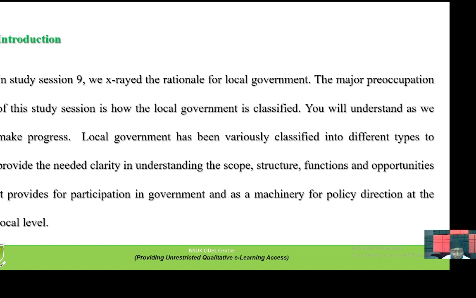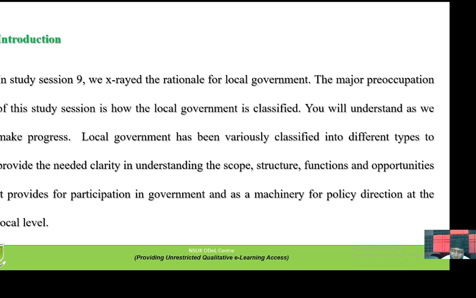Then the introduction part of it. In this study section 10, we try to X-ray the rationale for local governments. The major preoccupation of this study section is how the local government is being classified. We have different classifications of local governments, and this section tries to deal with that.